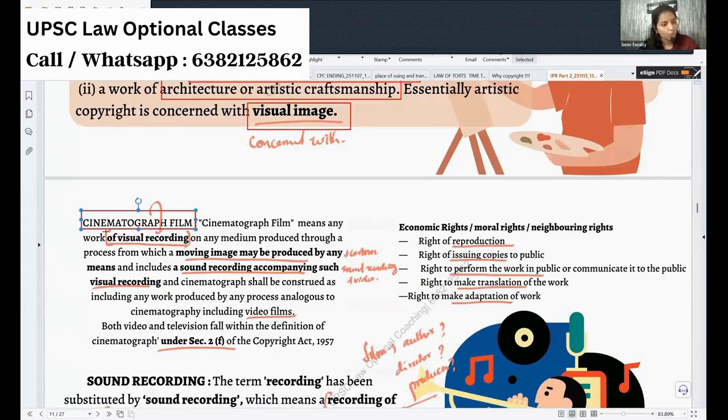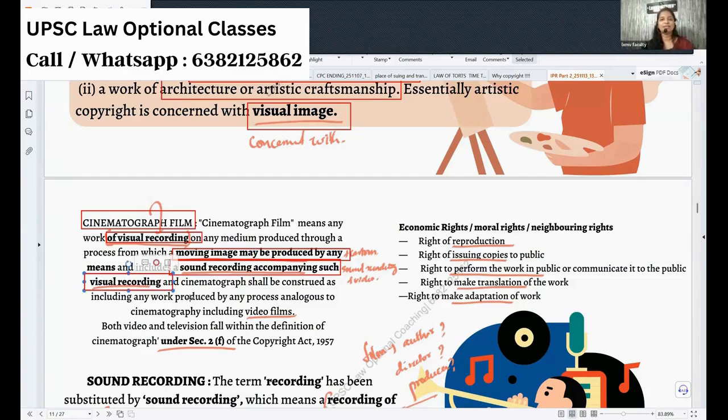Now coming to the next step, the development from artistic work is the cinematograph film. It is a visual recording of any moving image produced by any means. So a cartoon is included. Visual moving of any image is the first point. Next, a sound recording along with the visual recording is also called a cinematograph film.